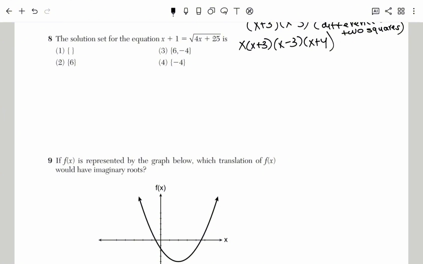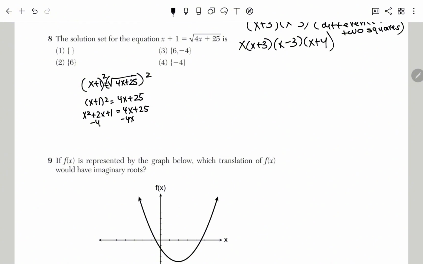So we're going to solve. So x plus 1 equals the square root of 4x plus 25. To get rid of the square root, I'm going to square both sides. So I have x plus 1 squared equals 4x plus 25. I factor this out. I get x squared plus 2x plus 1. Again, the trick: x squared is x squared, 1 times x is 1x times 2 is 2x, and 1 squared is just 1, equals 4x plus 25.